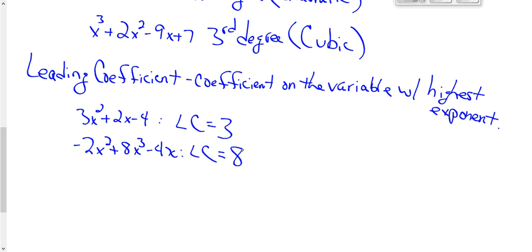I did that to demonstrate that the leading coefficient, no matter what, is the coefficient on the variable with the highest exponent. Because when you rewrite this in standard form, this term will be the leading one. Right? You with me on that? Okay? What's the confusion then? You see that's the highest exponent, the 3? So the 8, by definition, is the leading coefficient, because when you rewrite it, you get 8x cubed minus 2x squared minus 4x. Then it's definitely leading.